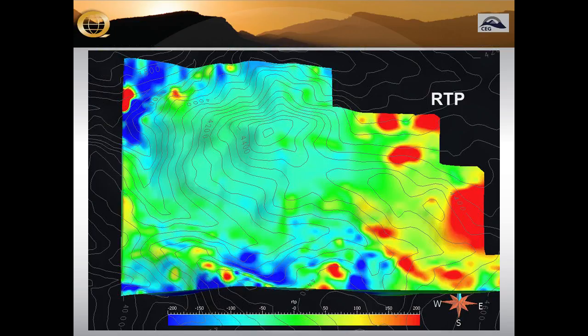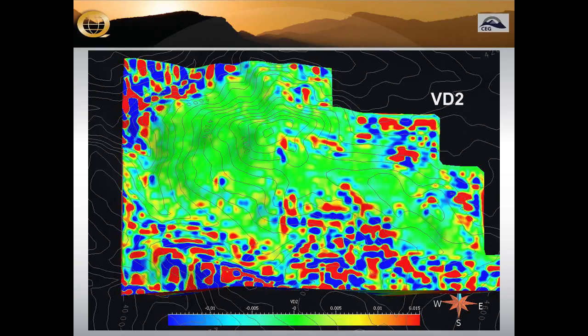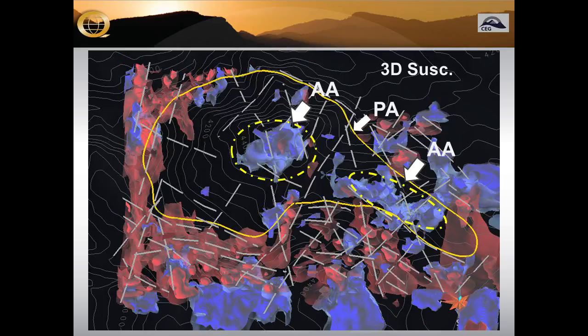This is the ground mag that was completed prior to the survey. You can see the reduced to pole is fairly benign. When you do a second vertical derivative, the alteration pops out quite nicely. You can draw all sorts of lines. This is a 3D inversion of the mag, showing lows in the center and lows off to the east, southeast as well.